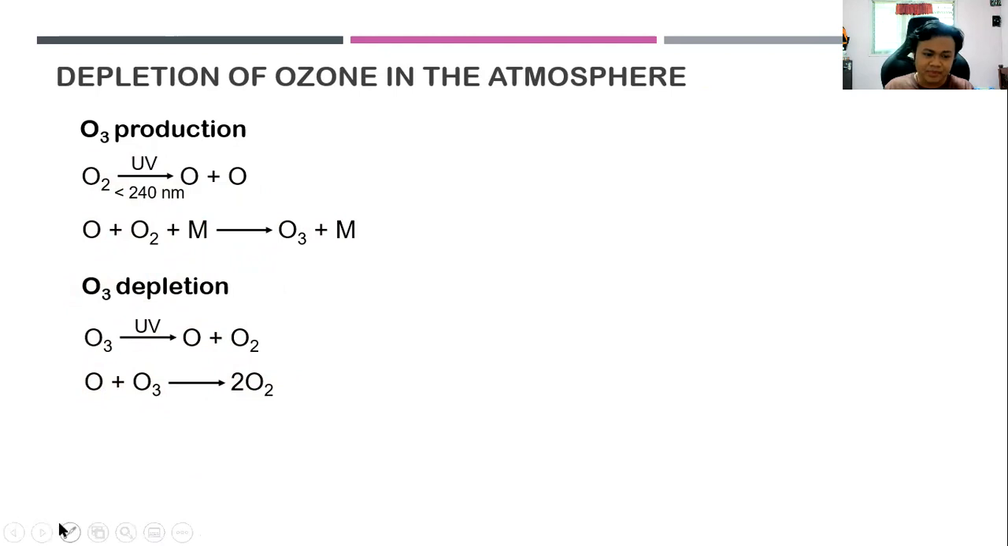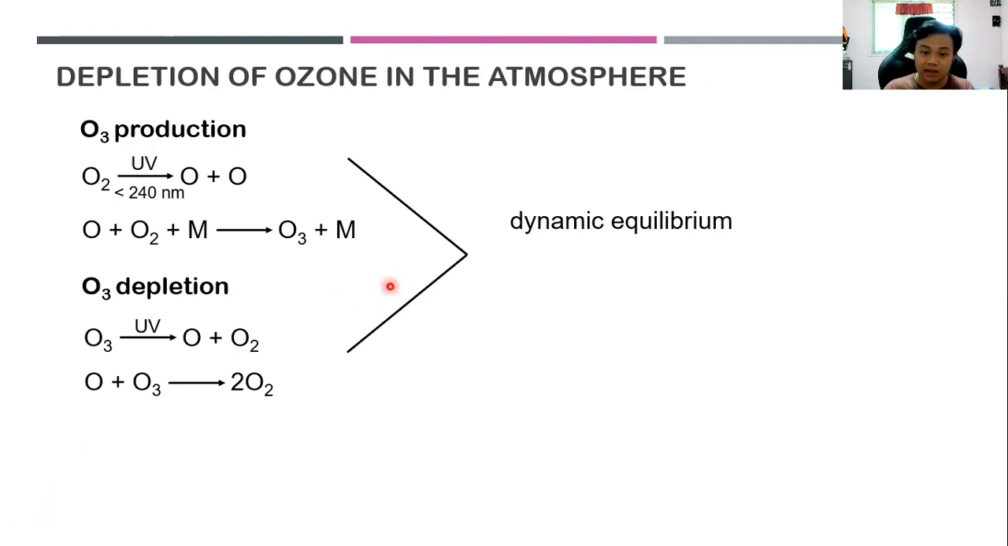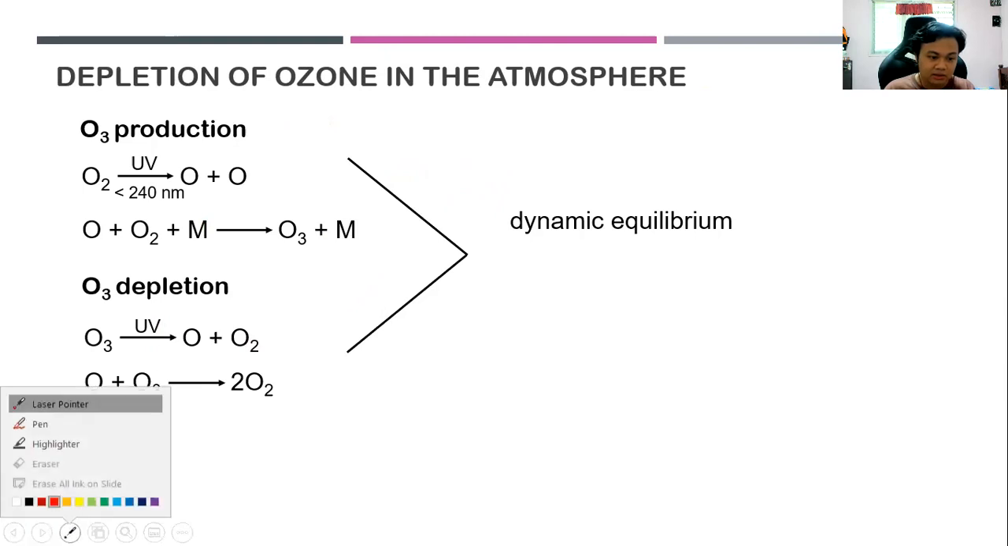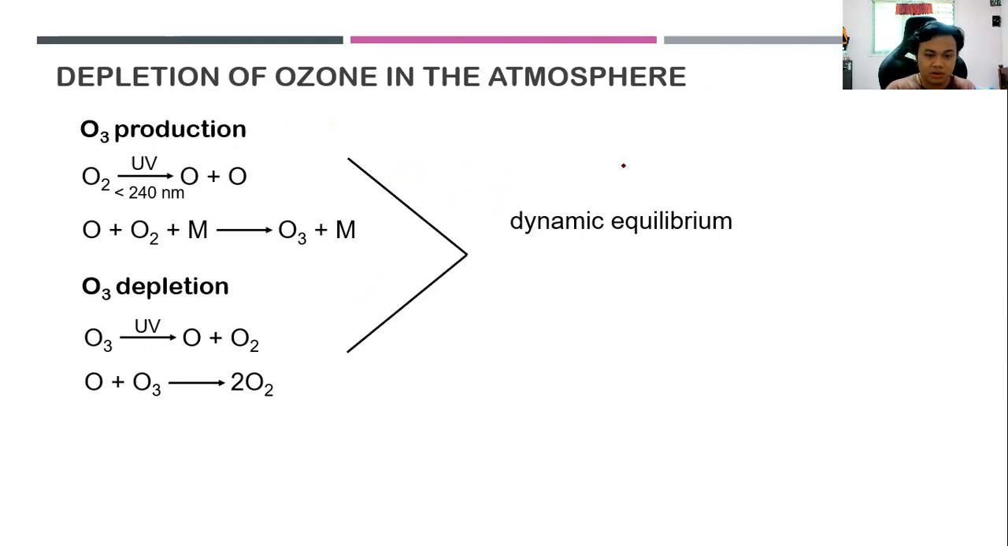So what do we call that? It is actually called a dynamic equilibrium. In the reaction, we set the forward reaction as the production, and the backward reaction is the depletion, right?